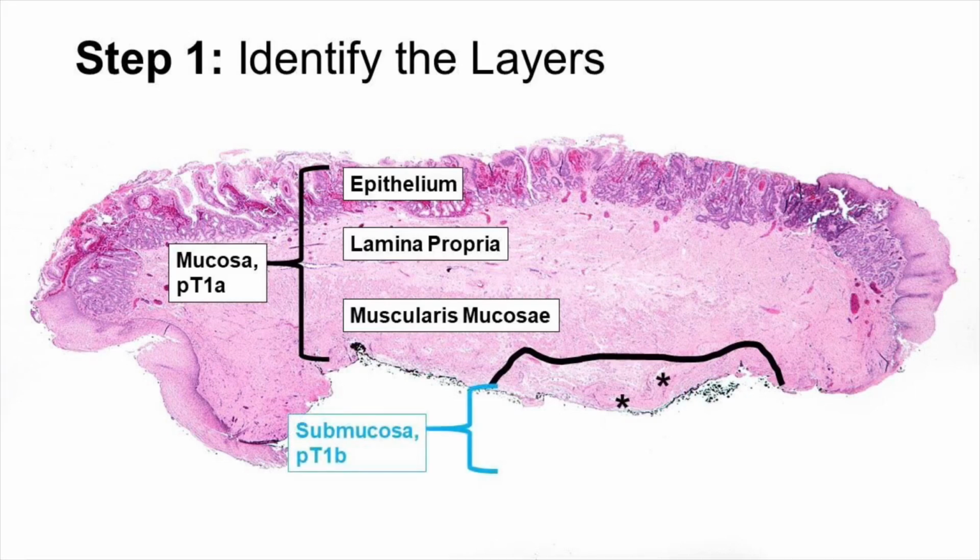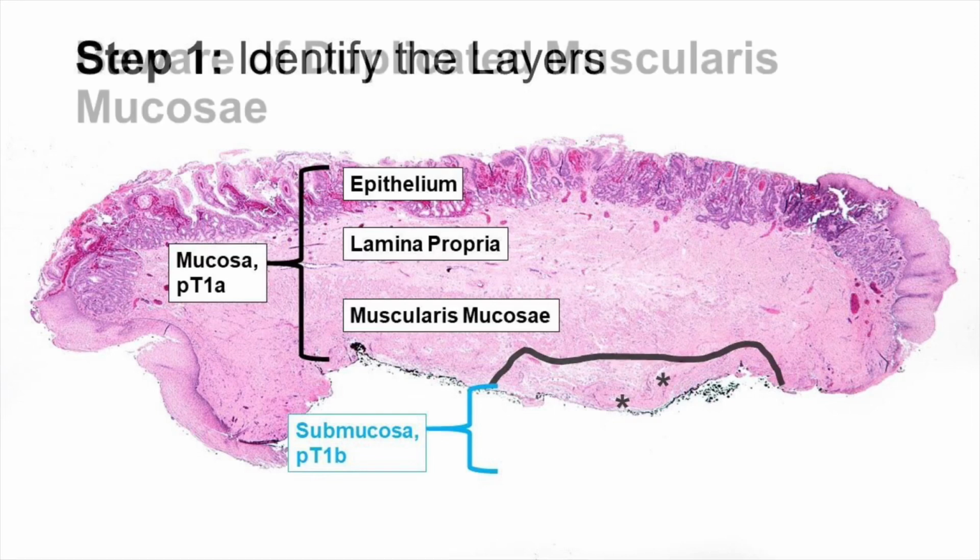The submucosa is underneath this black line. We know it's submucosa because we see large caliber vessels marked by the asterisk. Lesions that extend down into the submucosa are pT1b, so knowing your layers is critical to approaching the EMR specimen.